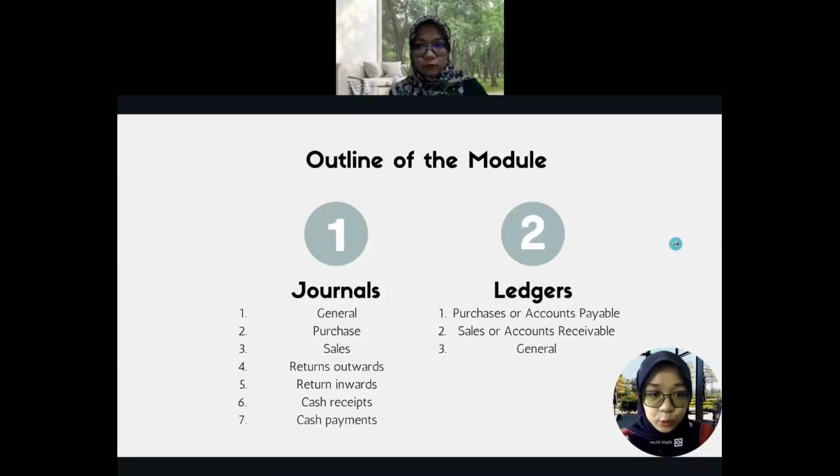For this audio, cover two topics. First is the journal entry, then the second one is ledger. In journal, we have 7 types of journal: general journal, purchase, sales, then return outward, return inward, cash receipt, and cash payment journal. While for ledgers, we have 3 types of ledger: purchase or account payable ledger, sales or account receivable ledger, and general ledger.